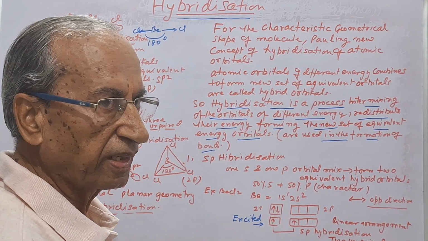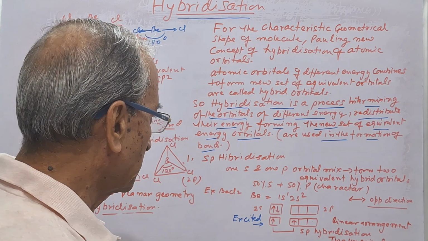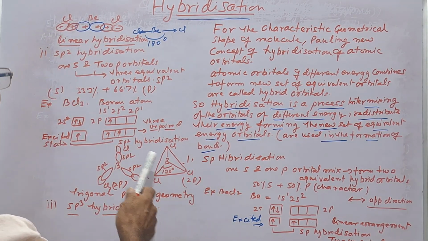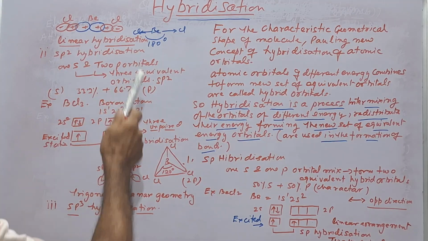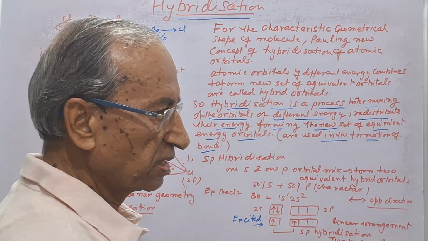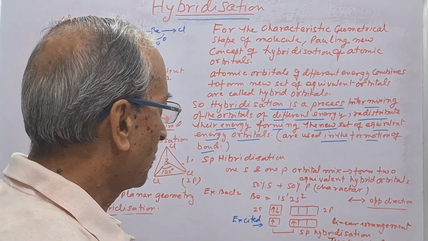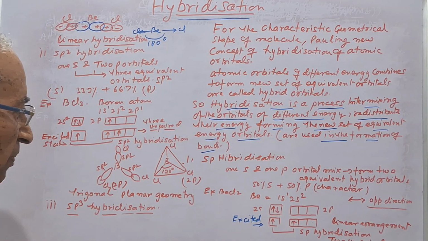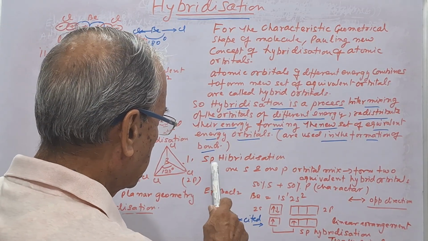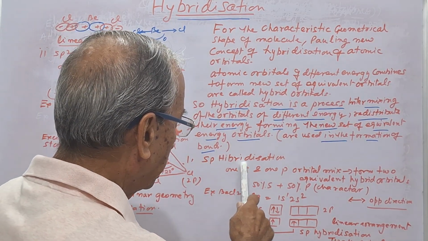Now there are different types of hybridizations: sp hybridization, sp2 hybridization, sp3 hybridization, and spd hybridization. Today I will take them one by one with examples. First is sp hybridization.